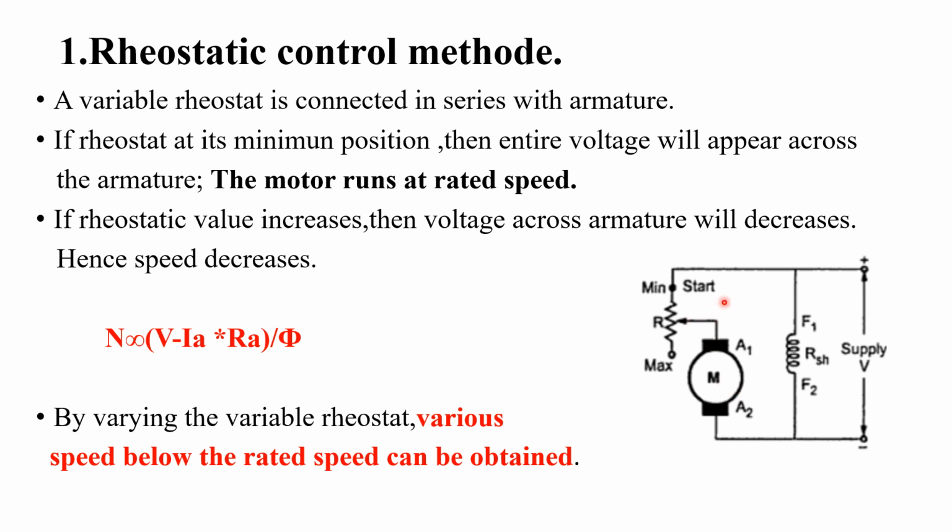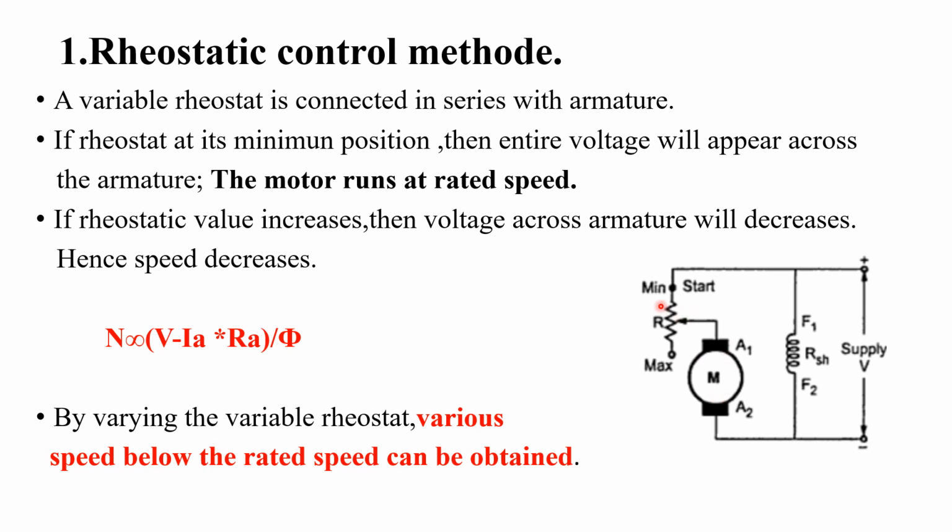Here you can see that if the rheostat is at its minimum position, or at the starting position, that means this terminal will be connected to this point. Then what will be the condition? Then the entire supply voltage will directly appear across the armature, so the motor will run at its rated speed, because the entire applied voltage is applied across the armature.